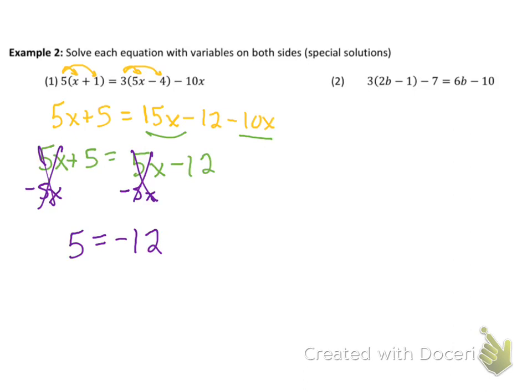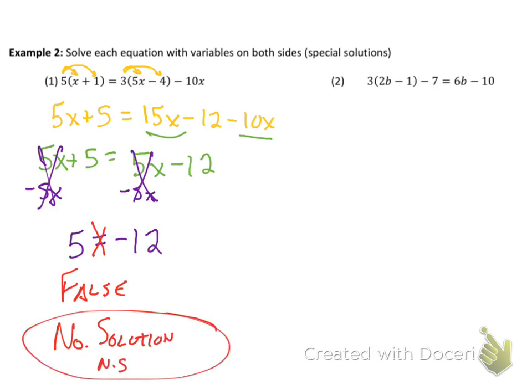So now I need to look at this. 5 equals negative 12. Is that true? That is not true, so this is a false statement. And because it's false, then I can say that this has no solution. So, if you ever get a statement that is not true, you can say that that has no solution. There's no value for x that's going to make this equation true.